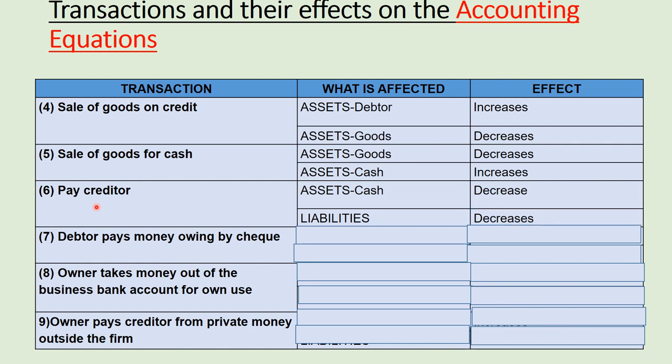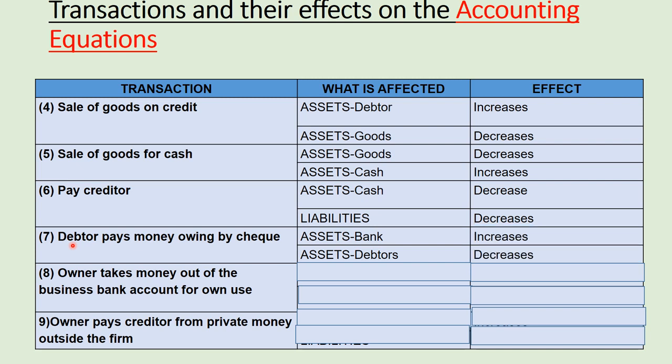Number 7, debtor pays money owing by check. So this debtor has paid money by check. So the money has gone into the bank account. That means that assets in terms of bank accounts are going to be affected, and they're going to increase since more money has been added in our bank account. Also, the assets in terms of debtors are going to decrease since the number of debtors has reduced, since the debtor has cleared the balance. So assets in terms of the bank and also debtors. So bank increases, debtors decreases.